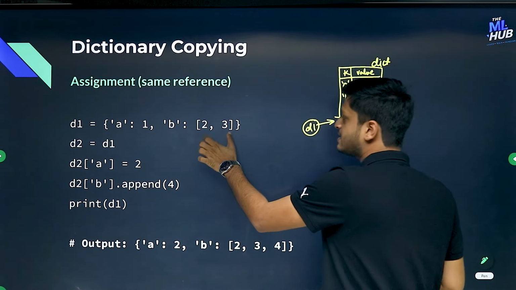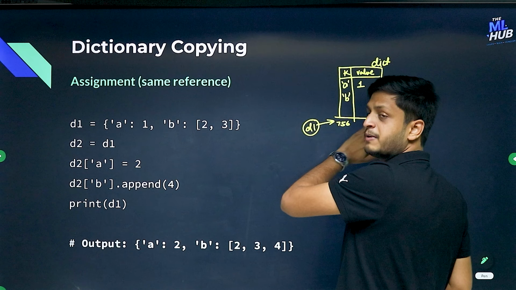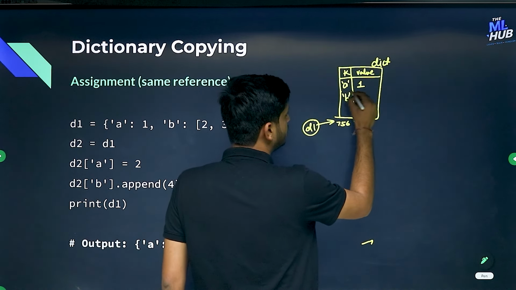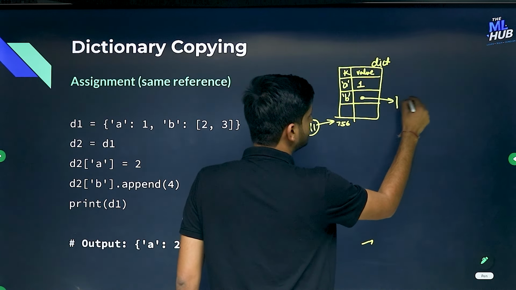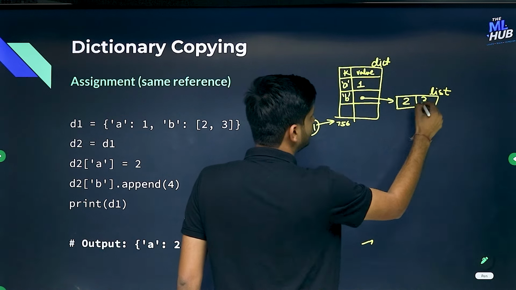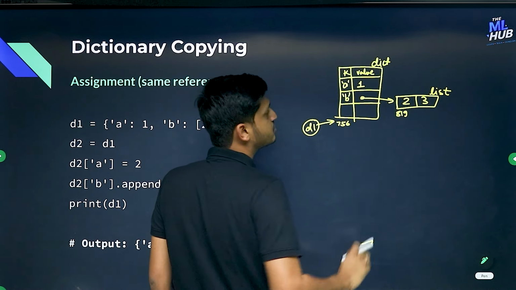Since it is a list, the list is never stored directly in memory. The list will be stored in a separate place in memory and you will just have a pointer here. So here you will have a pointer to a list that is present somewhere else that contains values 2 and 3. Let's say it is at memory location 819. So you will just have the address 819 stored here.